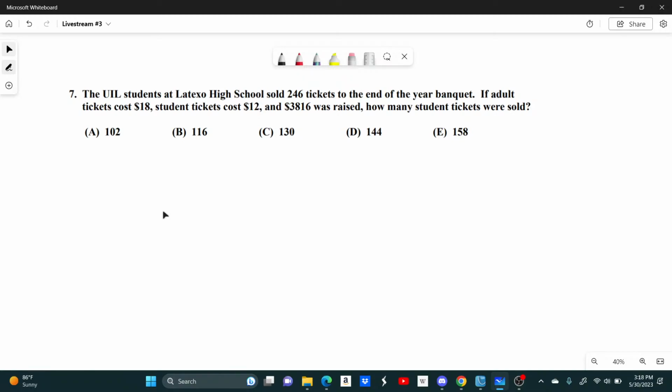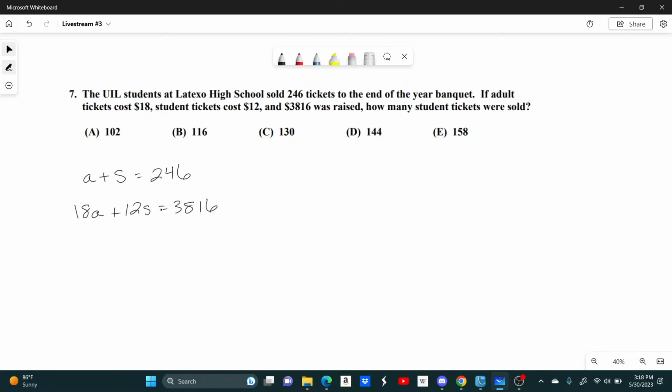So we can set this up as a system of equations where you have two variables, the number of tickets sold. I'm going to call the number of adult tickets A and the number of student tickets S. So we know that altogether there's 246 tickets sold. So A plus S equals 246. And we also know that the total amount of money raised was 3,816. So if an adult ticket is 18, and a student ticket is 12, then 18 times the number of adult tickets sold plus 12 times the number of student tickets sold gives you $3,816.